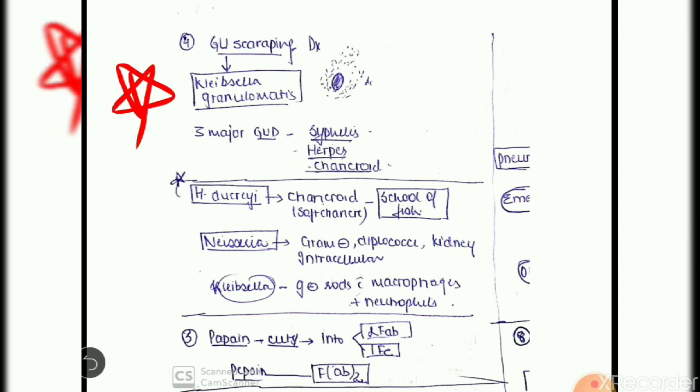So you see they have a granuloma inguinale like picture. It's Klebsiella granulomatis. 3 very important: H. ducreyi, that is H. ducreyi. So they have chancroid and a school of fish appearance. Neisseria we have already told, and then Klebsiella, gram negative rods with macrophages. Papain, pepsin we have already done.